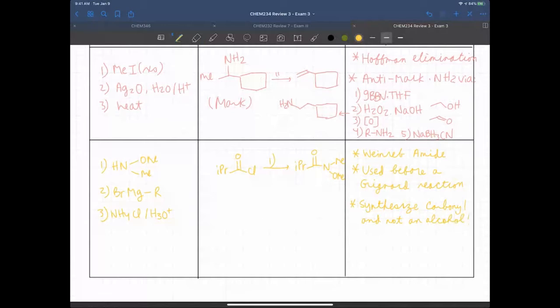Because of this Weinreb amide here. So step 2, if I take my Weinreb amide, and then I finish it off with step 2, step 3, and I'll just end up with the R group that I wanted to put on in the first place. See? And I get a ketone. Please don't write stuff like this. This is wrong. Okay? It's not an alcohol, it's a ketone.